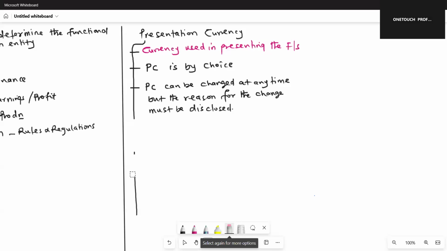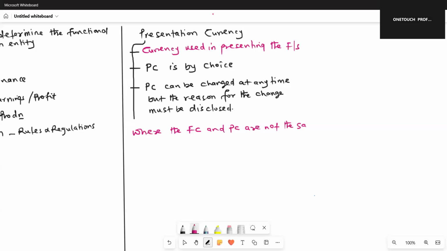So I'm saying that where the functional currency and presentation currency are not the same, what do we do? The whole financial statement will be prepared in the functional currency, and after that translated into what? The presentation currency.